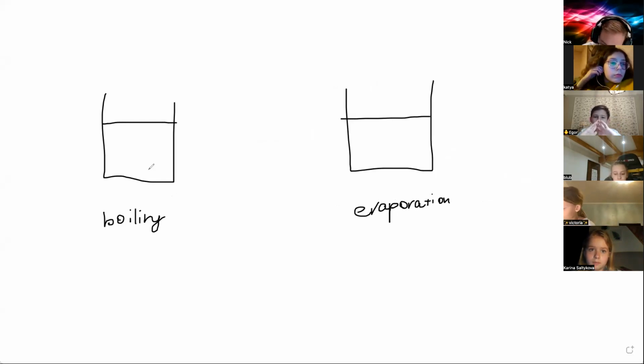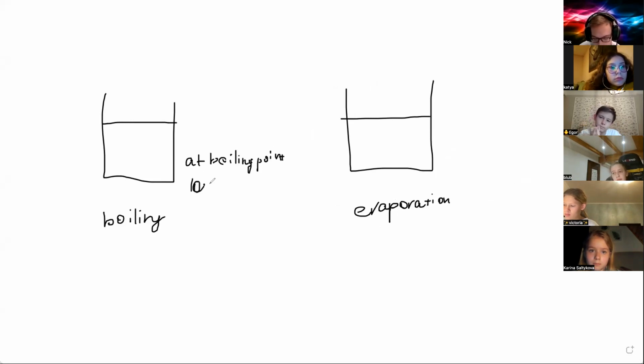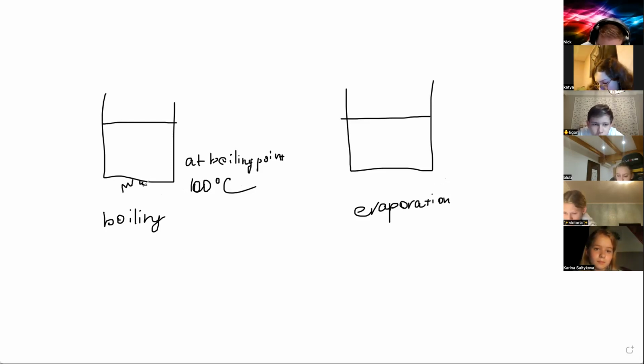So boiling happens at the boiling point, so it will happen at a certain temperature. What is the boiling point of water? Do you know? Yes, 100 degrees. Good. So water starts boiling at 100 degrees. Boiling is a process that happens when water reaches 100 degrees, so we need to heat it up to this temperature.